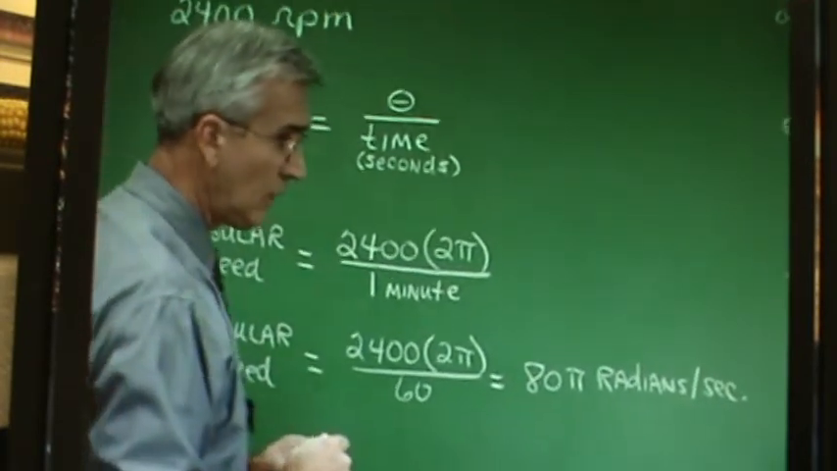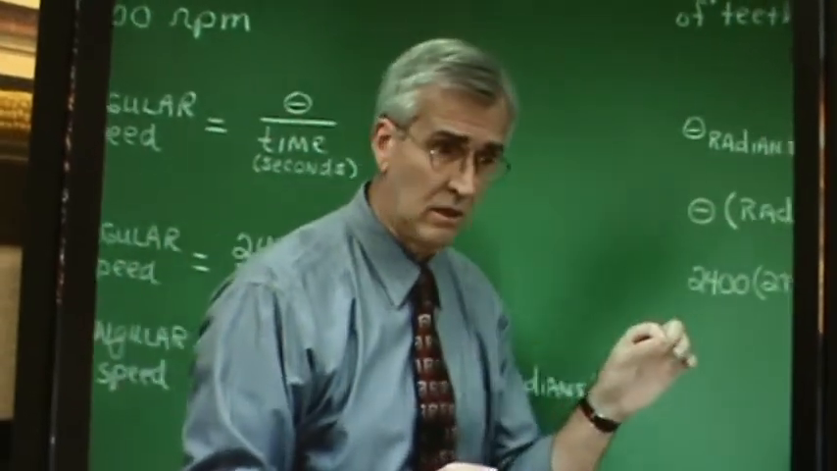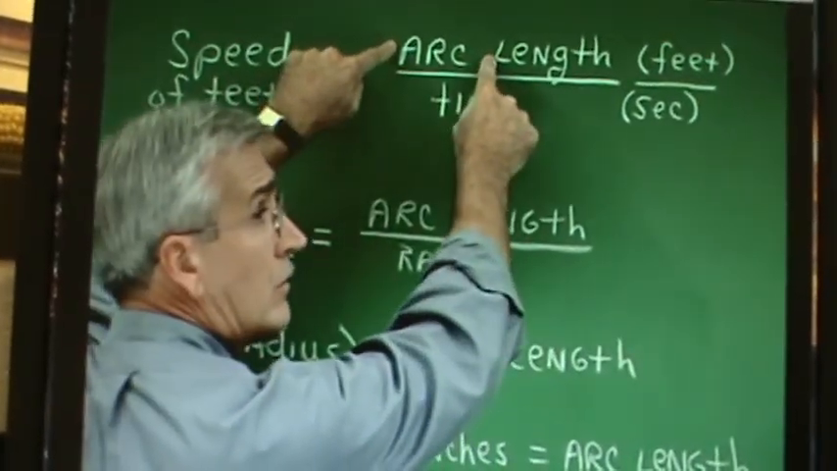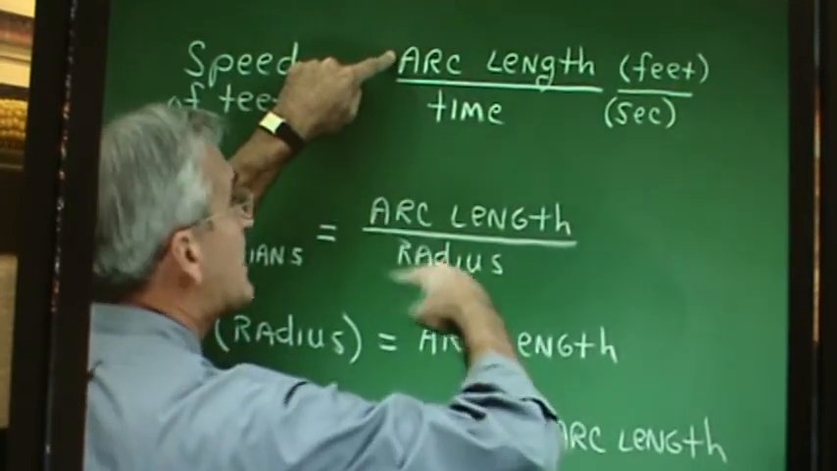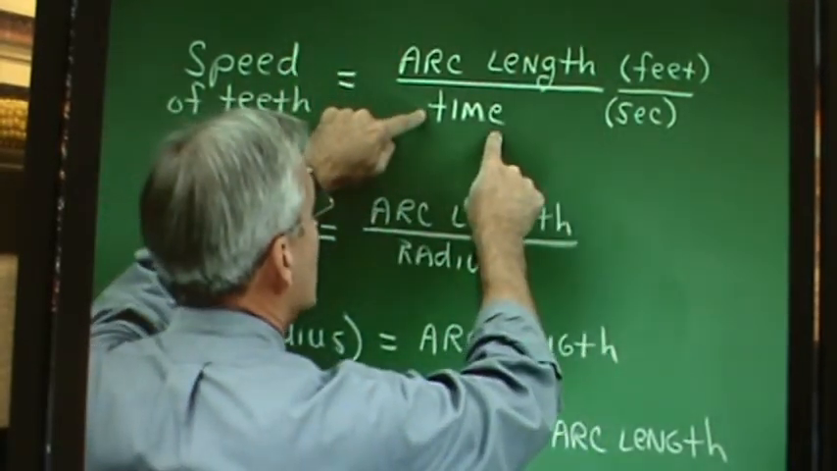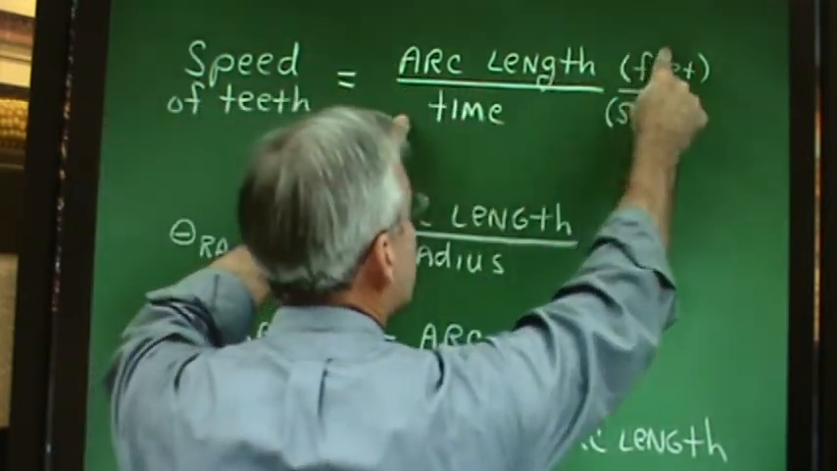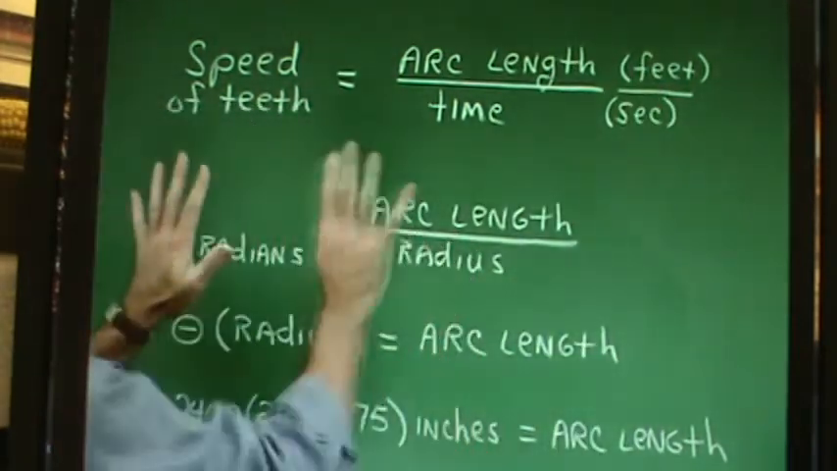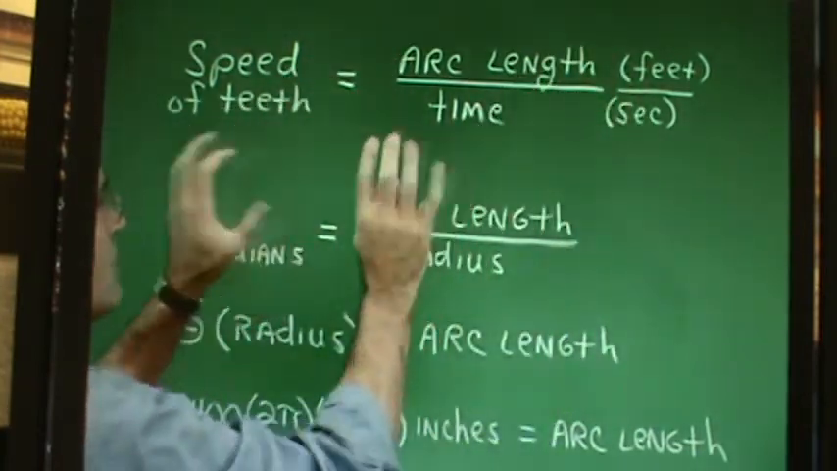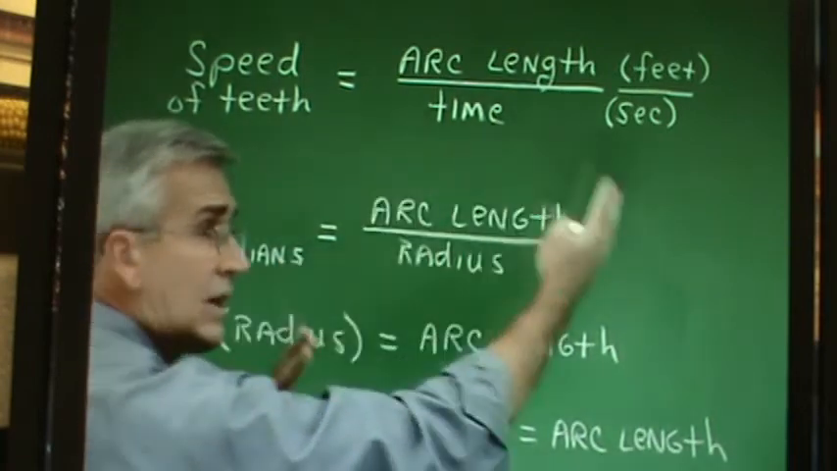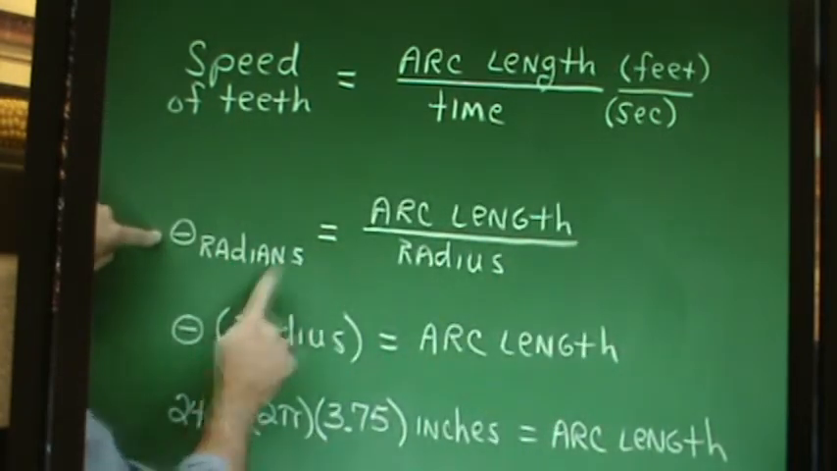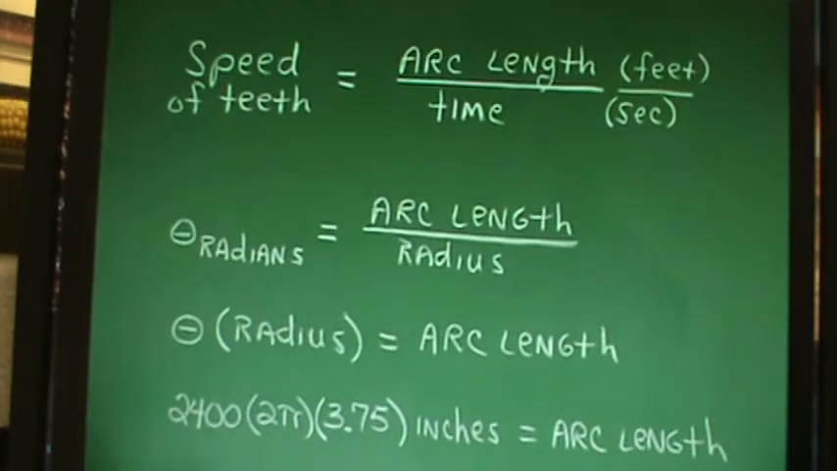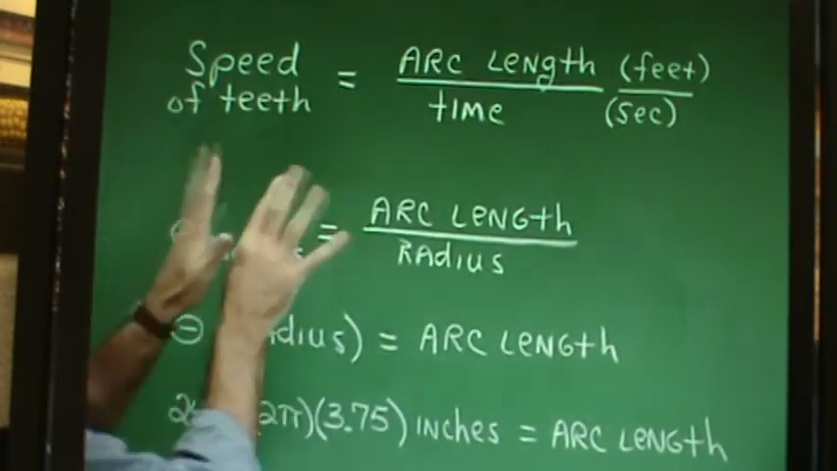Now, what about the speed of the teeth? The teeth are at the end of the blade. Okay, let's think about that. The speed of the teeth will be the arc length of the path that they take over some period of time. Now, we would like this unit to be in feet per second. So we'd like the arc length to be in feet, and we'd like the time to be in seconds. So now we understand that arc length is found by using a relationship having to do with radians and arc length. We know that theta in radians is equal to arc length over the radius. So by using this relationship, we can find this arc length. All right, let's do that first and then put the information in here and then introduce the time idea.